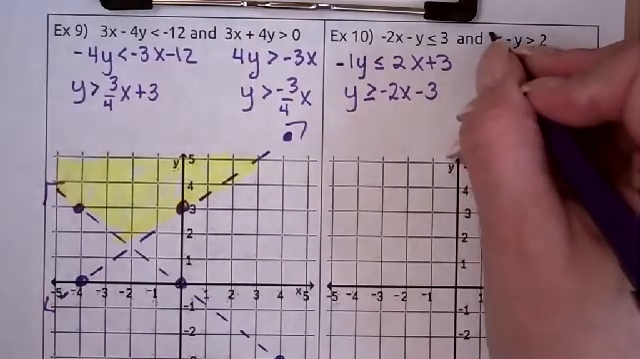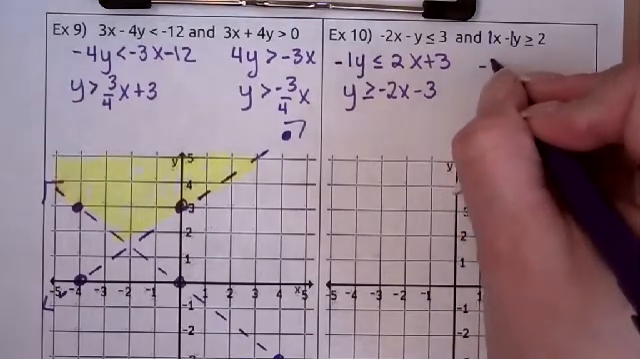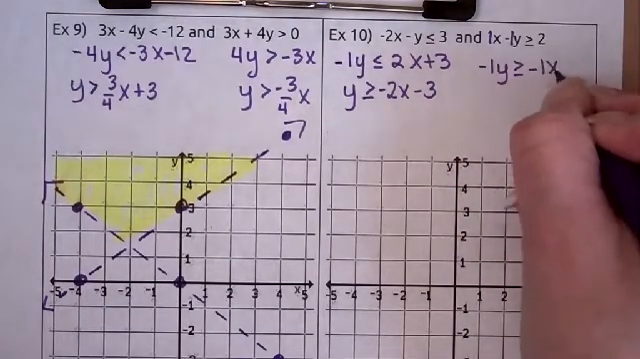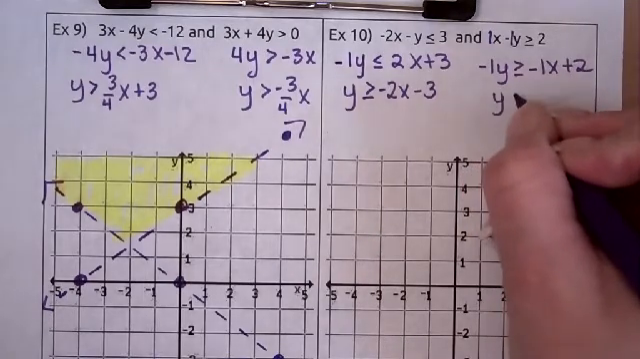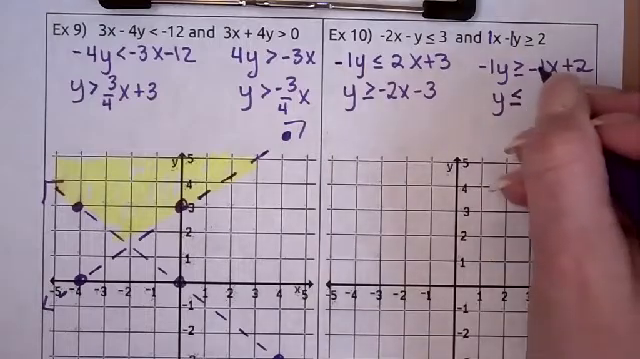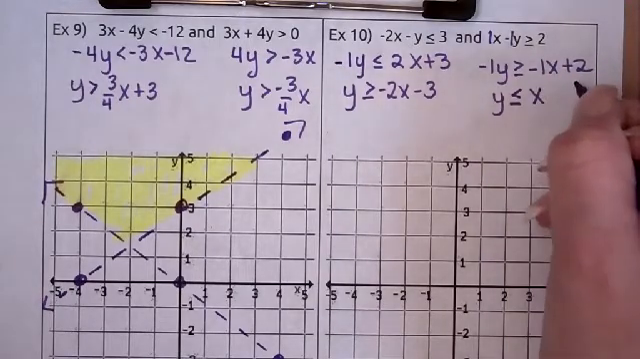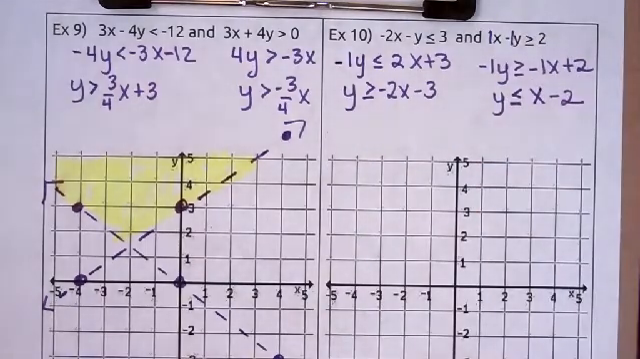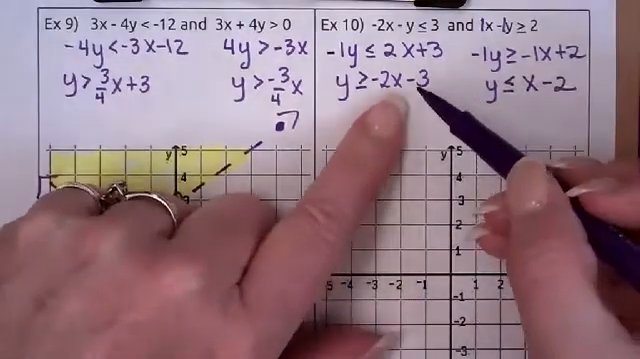Subtract the x's, and if you want to put your 1 placeholders there, you can. So I've got -1y greater than or equal to -1x plus 2. When I divide by the -1, that inequality flips. -1 divided by -1 is just 1, so that's x. 2 divided by -1 is -2. Okay, now let's start graphing.